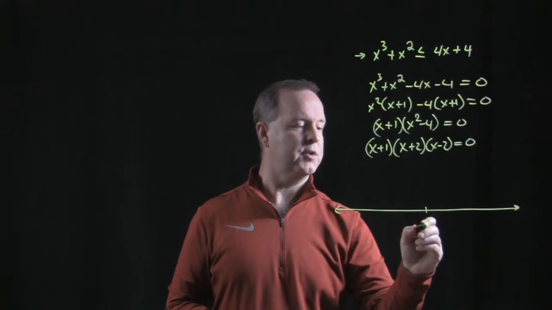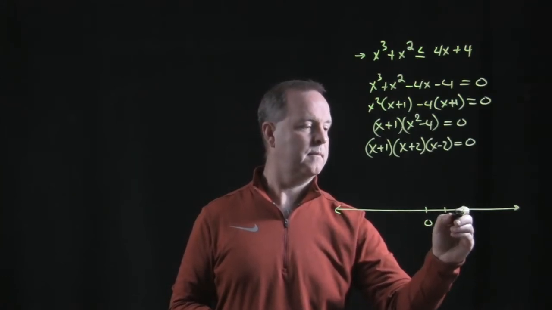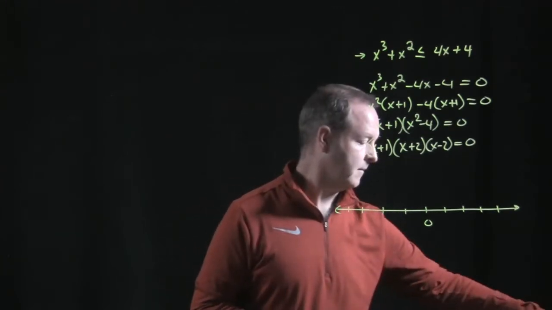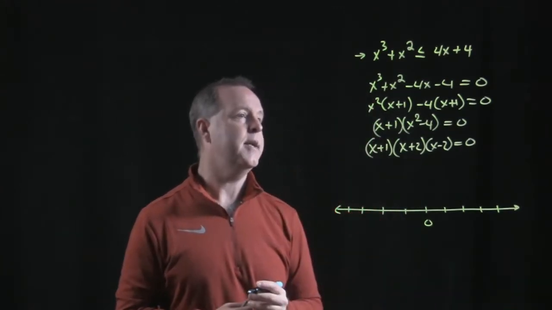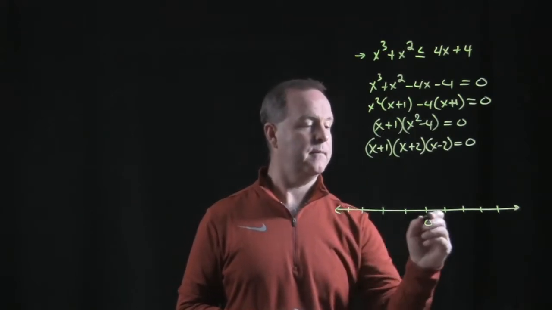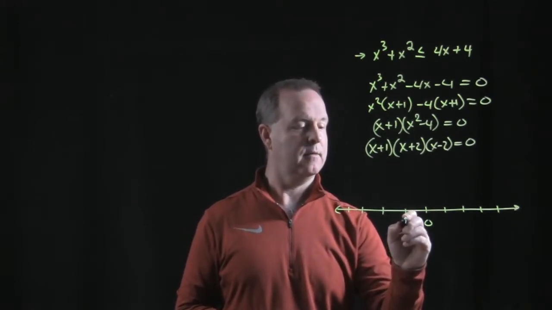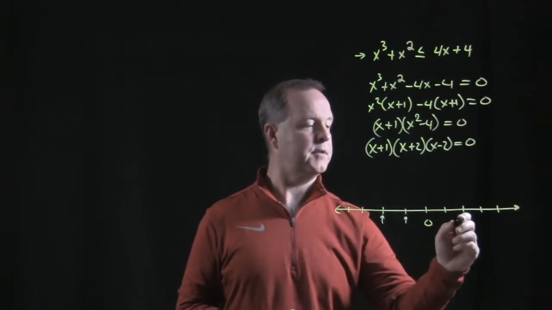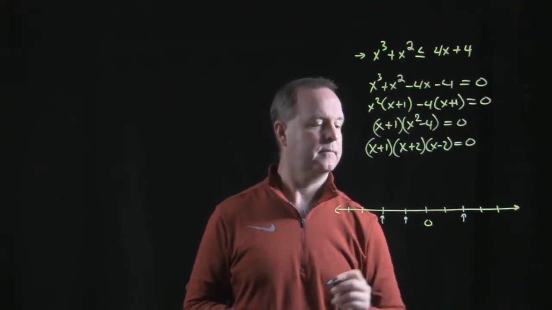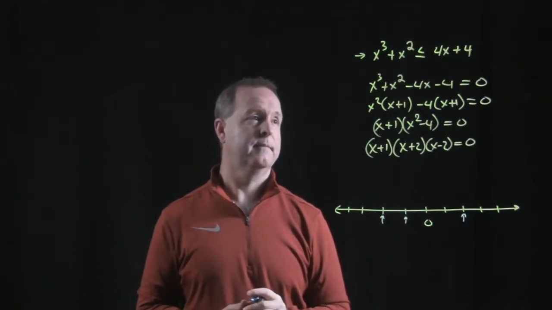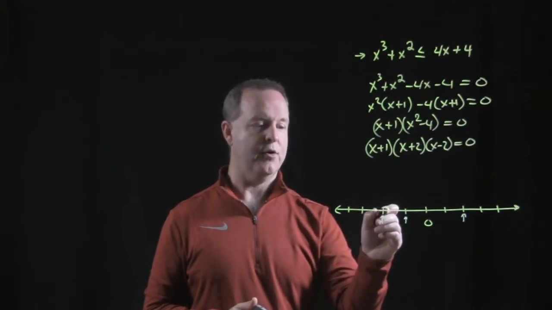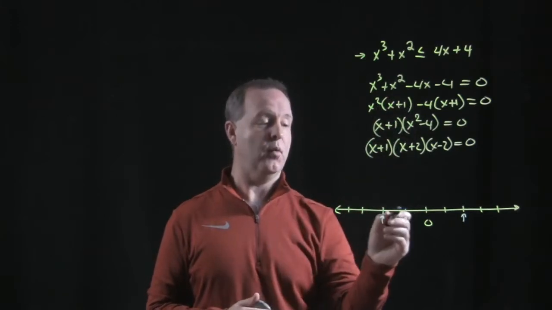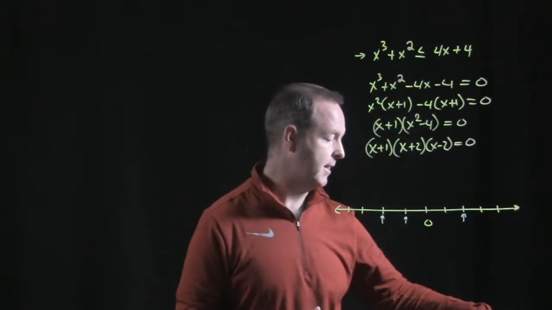And again, I like putting 0 in the middle with some tick marks. I have boundary points at -1 right here. So here's a boundary point. -2 is a boundary point, and +2 is a boundary point. So those are my boundary points. I don't know where the solutions are yet, so I don't know which way the brackets will go. I do know that these points will be inclusive, so I will fill those in in a second.